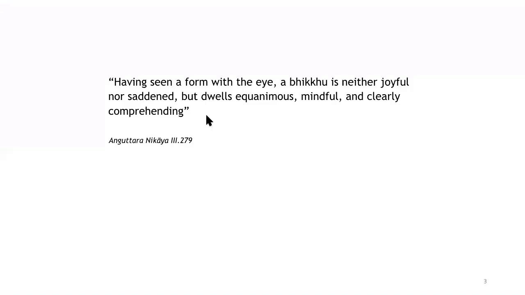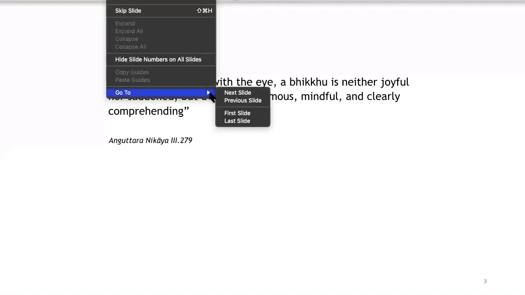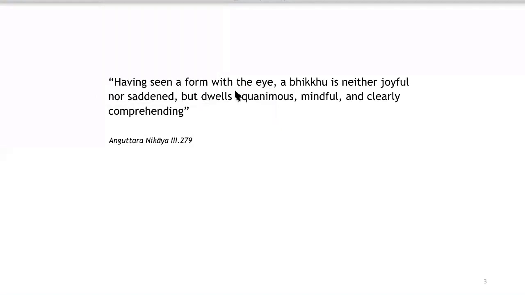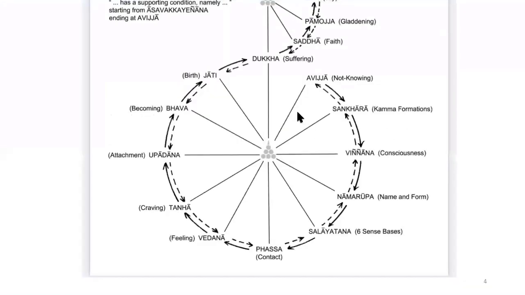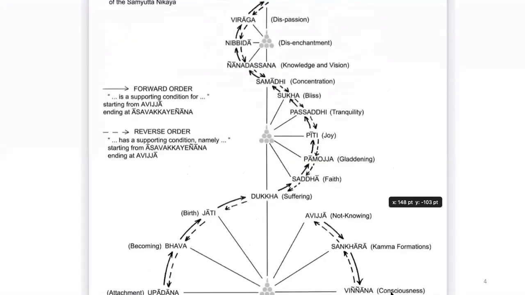So quite fascinating, really. But I thought at this point to look at why this might even be important, to remind ourselves, let's go and have a look at our chart of dependent origination. I've blown it up so we can see it better. So here we are. There it is.